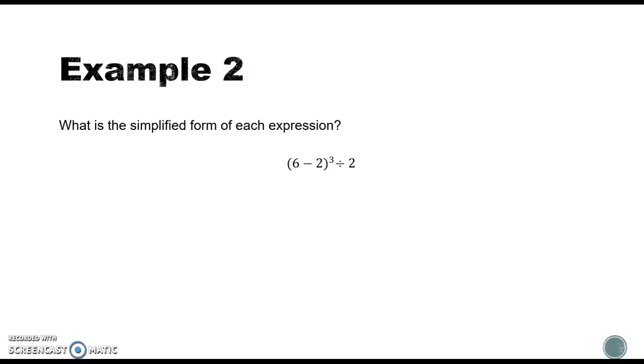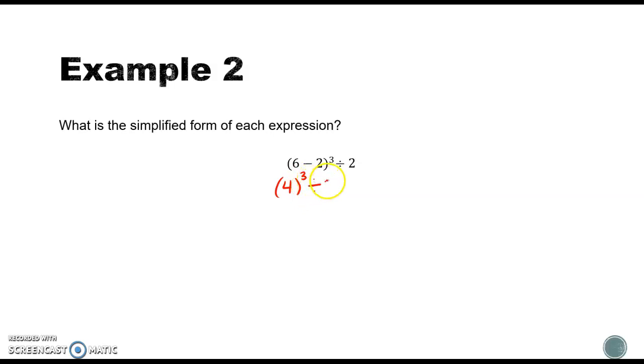Our first example is this lovely one right here. So we're going to start with our grouping. So we have a set of parentheses. And so that's the first thing I'm going to do. I'm going to do 6 minus 2, which is 4. And so I'm going to keep that in parentheses and put the cube there.